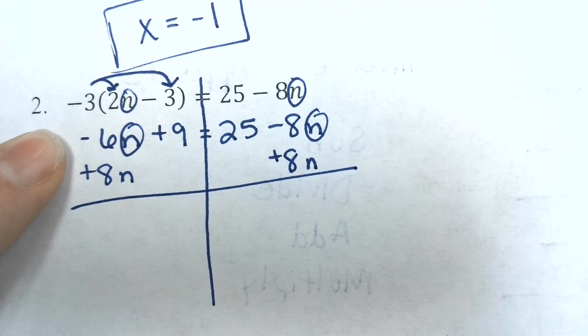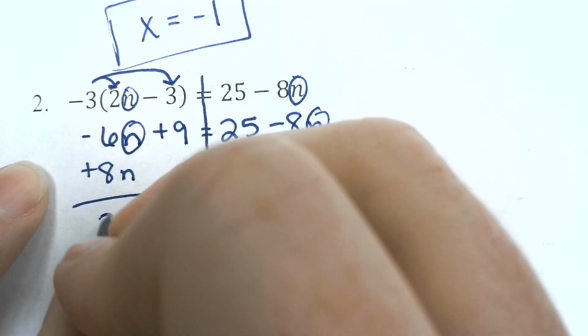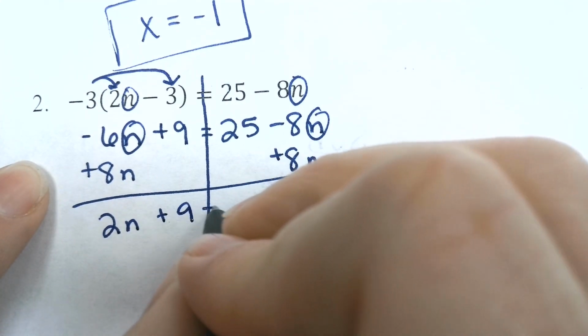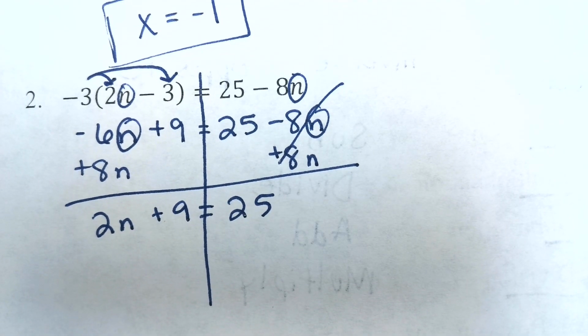So negative 6 plus 8. What do we get? Negative 6 plus 8. 2. So we have 2n plus 9 equals 25, because those cancel. Oh, that looks like such an easier problem now. Thank goodness.